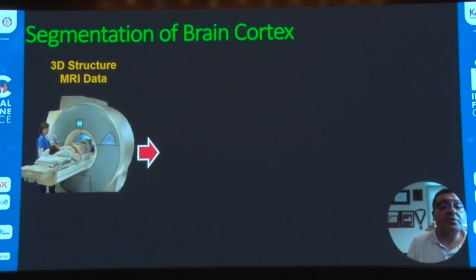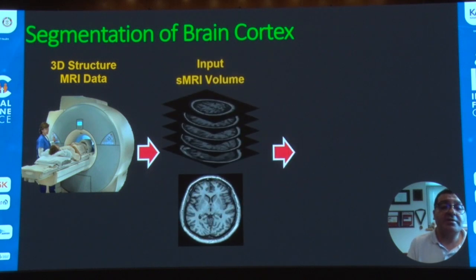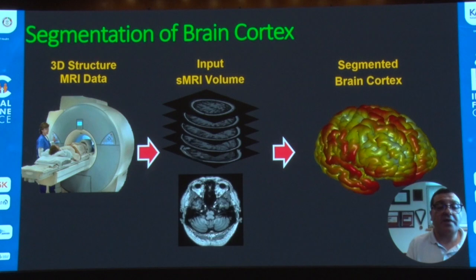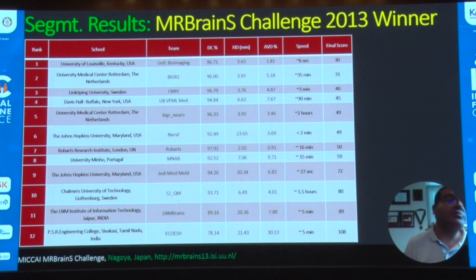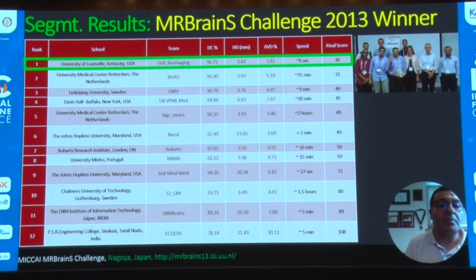Based on this, we started to collect structure MRI data, and after this we construct the brain. And after we construct the brain, this process must be very accurate. My team in 2013 participated in a challenge. Our approach ranked number one. This challenge was in Japan, and even though it is not the most accurate, it is very fast, around 6 seconds, which helps us use it in a clinical setting, because if you develop software to do this task in 1 hour or 2 hours or 3 hours, it will not help in a clinical setting.